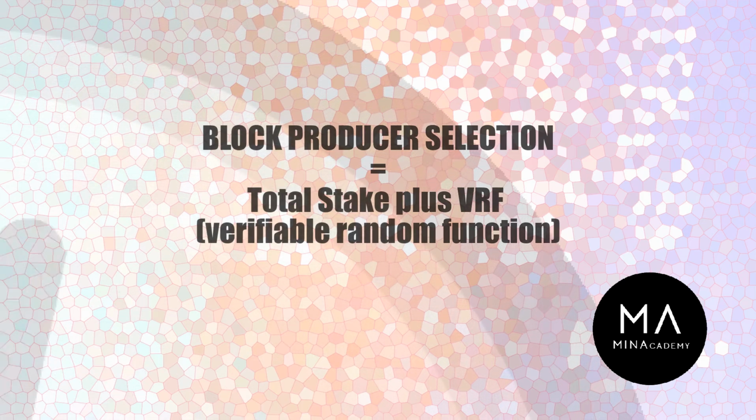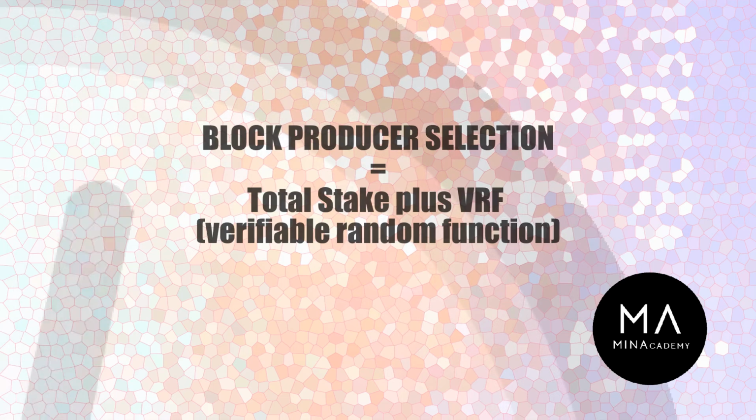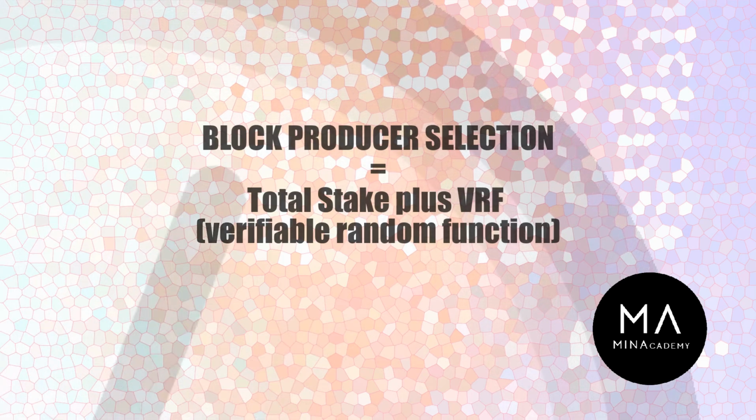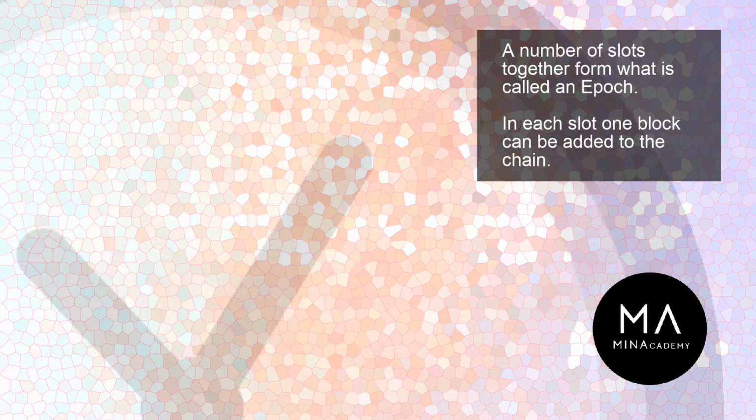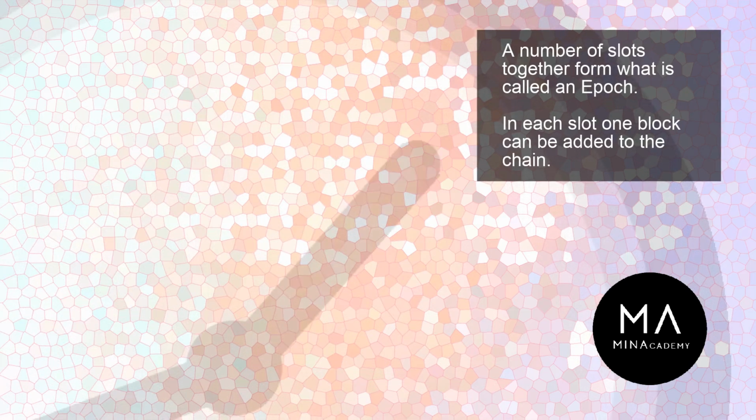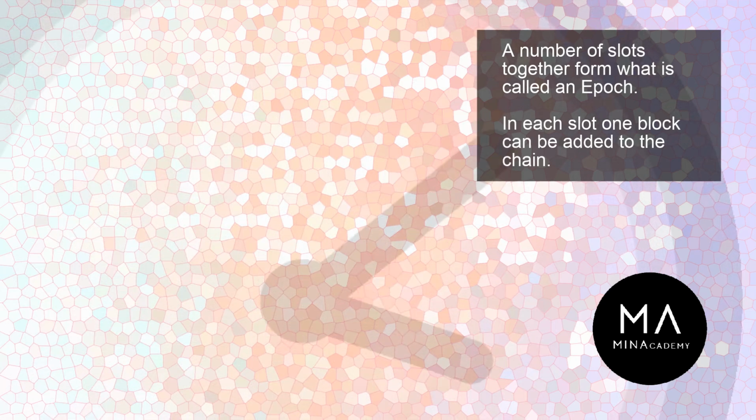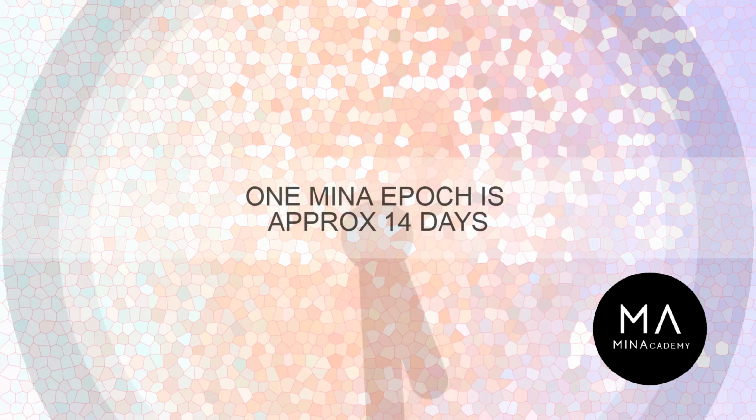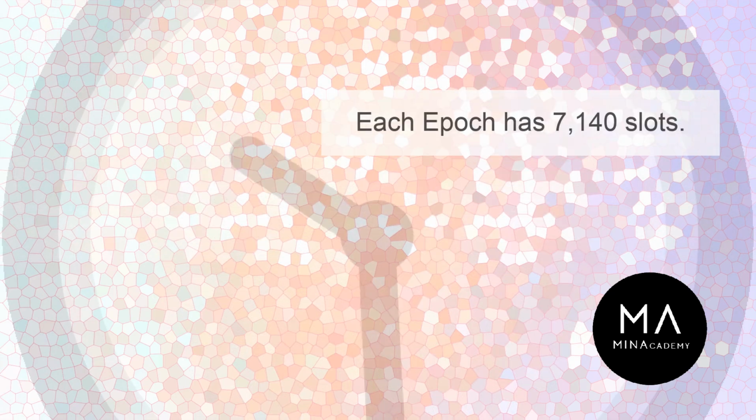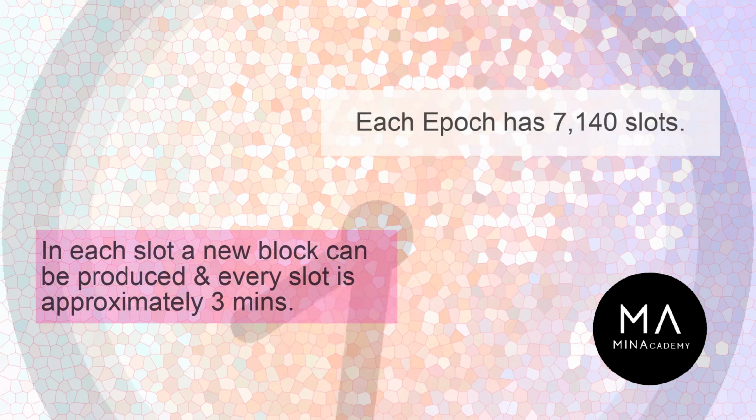Ouroboros works on the premise that all participants have a synchronized time. For simplicity, let's imagine they all have synchronized watches. Time is split into slots. A number of slots together form an epoch. In each slot, one block can be added to the chain. Thus, slot 1 on one node is the same as slot 1 on another node, and it's the same for epochs. An epoch in Mina is around 14 days in length, and each epoch has 7,140 slots, and each slot is approximately 3 minutes long.